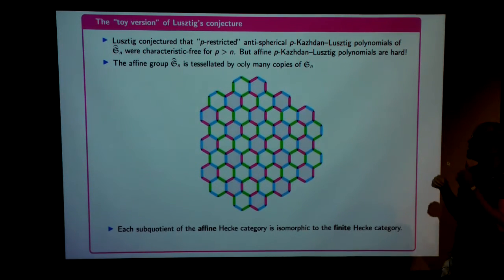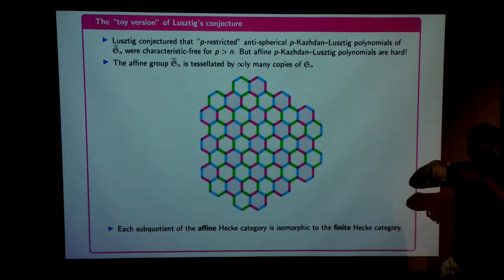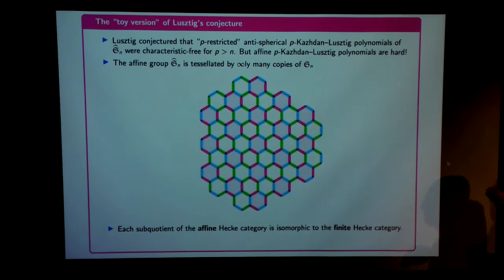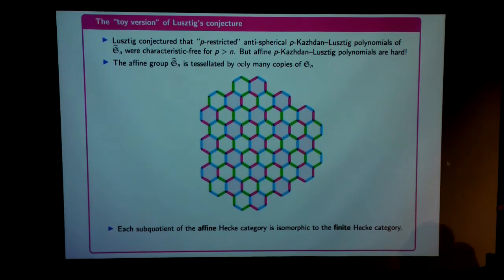And in fact, for each of these finite little copies of S3, you have a subquotient of the affine Hecke category that is simply isomorphic to the finite S3 Hecke category. That's a question. So the Lusztig conjecture, we say p-restricted anti-spherical, that means the partitions are p-restricted? Yes. And what is that conjecture here?